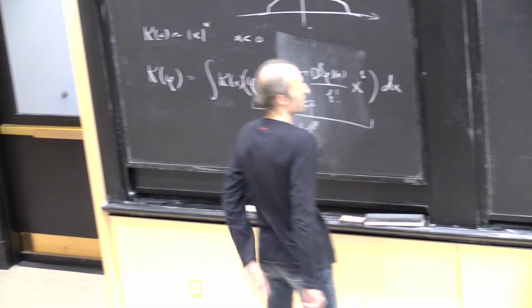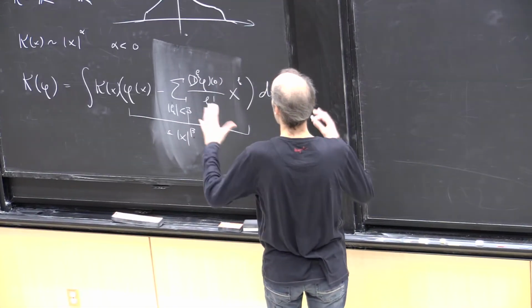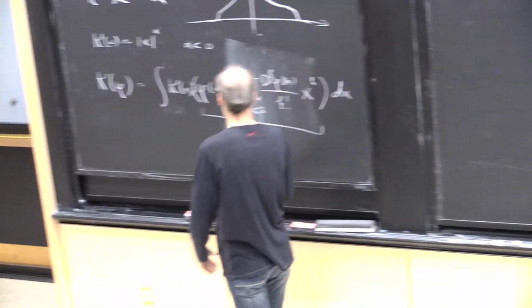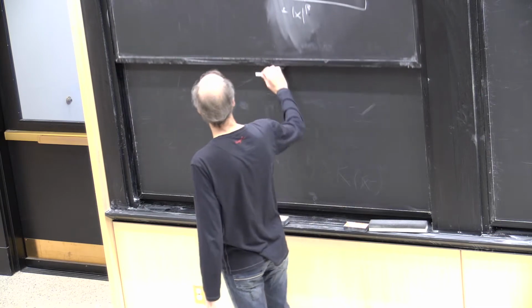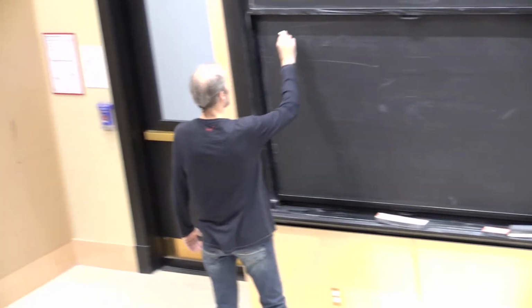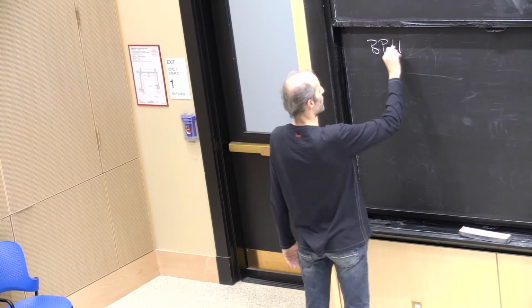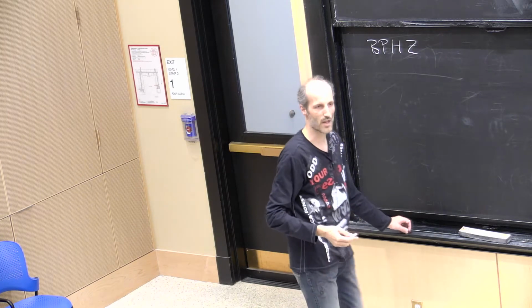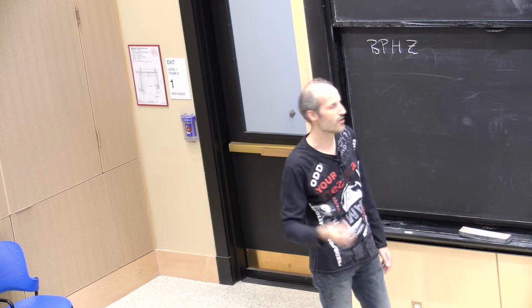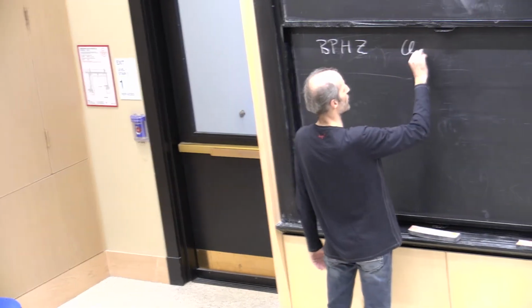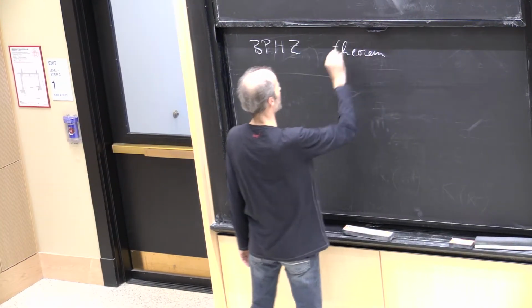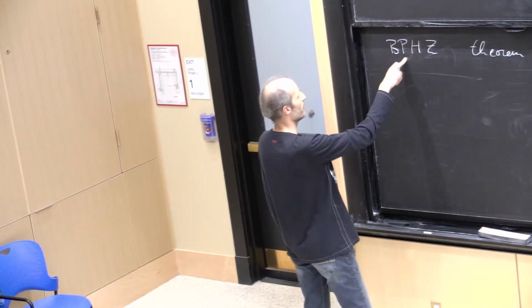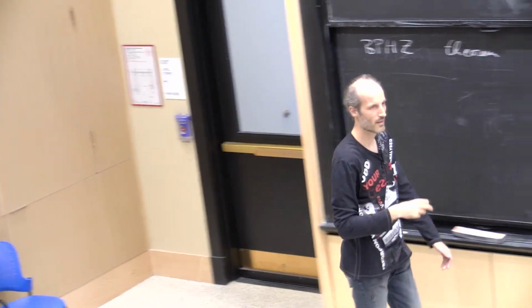So this is the theorem that I'm going to try to explain today. In physics it usually goes under the name of the BPHZ renormalization procedure, so let's call it the BPHZ theorem. That's Bogolyubov, Parasyuk, Hepp, and Zimmermann.